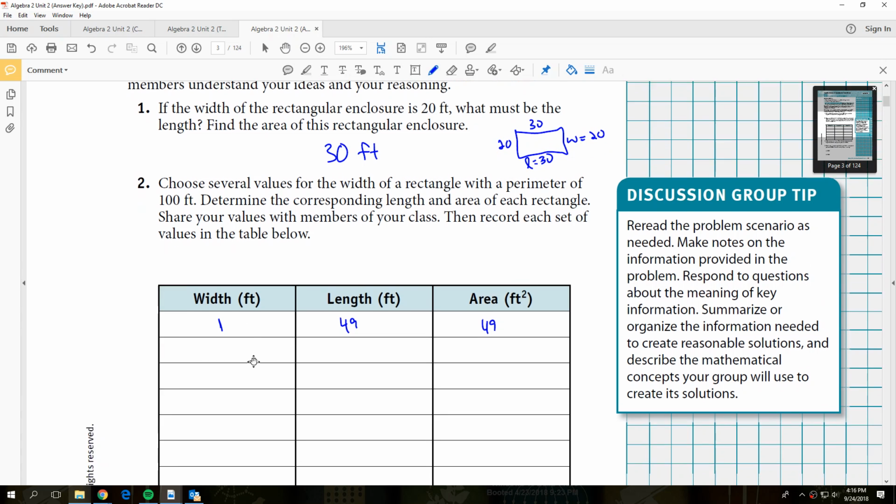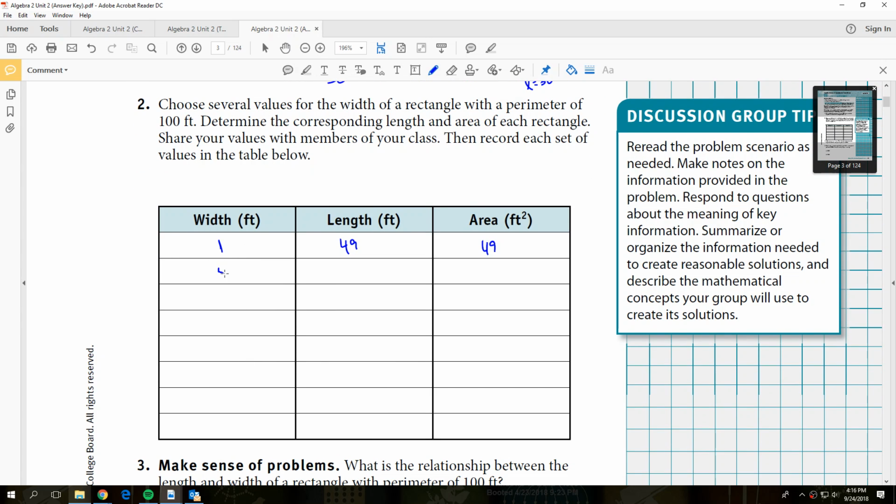All right, so let's change this up a little bit. Let's do 5 feet. So if we have 5 feet, then the length must be 45 feet, because we have 5 times 2 for each of the width sides, so it's 10. Which gives us 90 feet left to work with, and 90 divided by 2 is 45. And let's just calculate this out here. 5 times 45 is equal to 225.